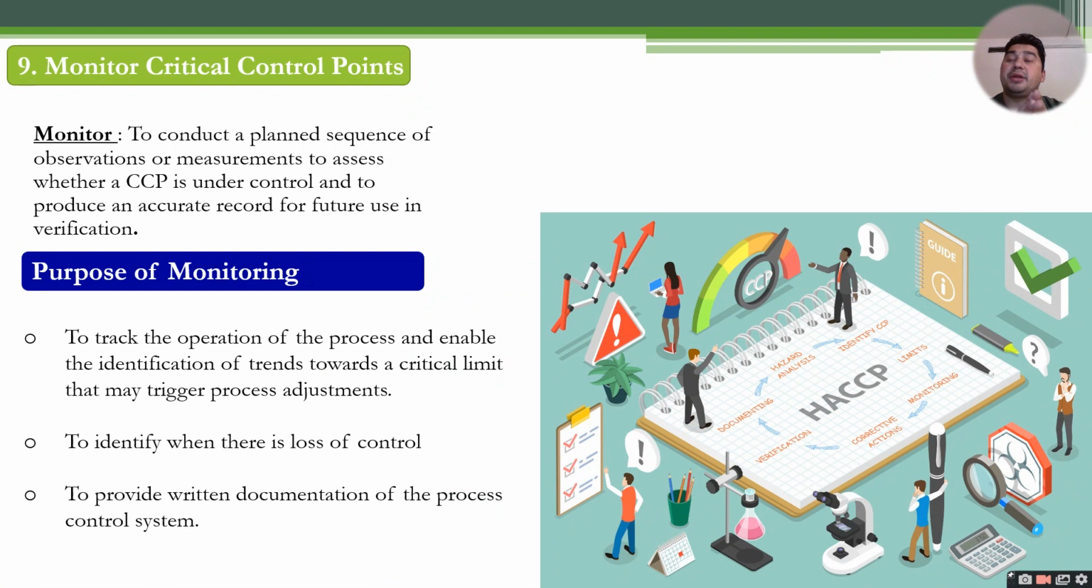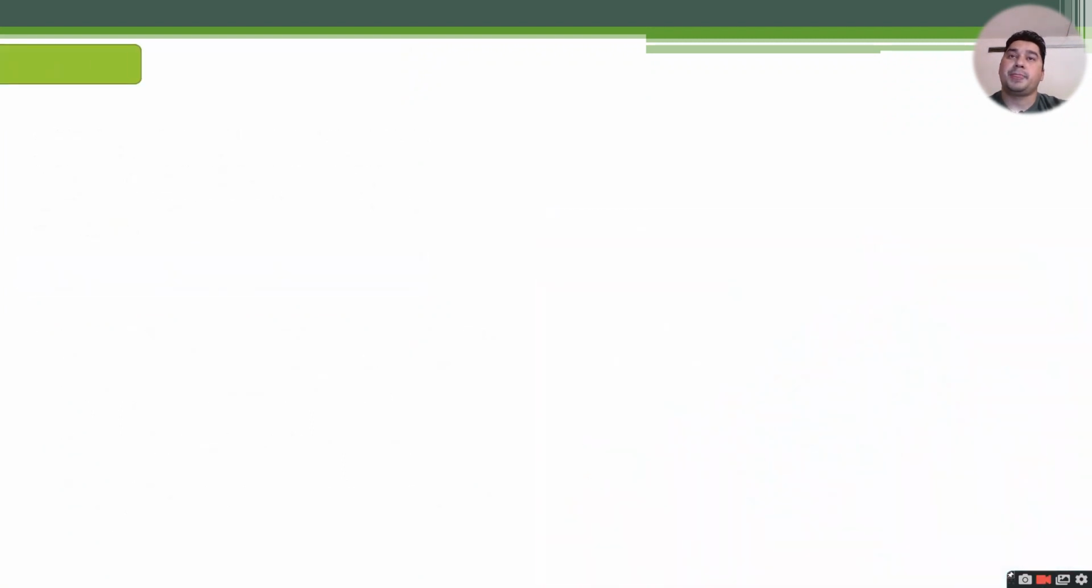And the purpose of monitoring, why do we have to monitor? To track the operation of the process and enable the identification of trends towards a critical limit that may trigger process adjustment, to identify when there is a loss of control, and to provide written documentation of the process control system. So these are the purposes of monitoring.